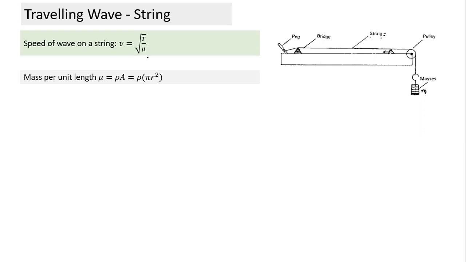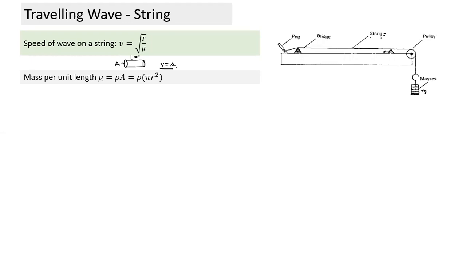So in this equation, let's understand what mu is and how we obtain it. Mu is mass per unit length, which is also equal to density into area. If I take unit length, L equal to 1, and area of cross section A, then volume will be equal to A. The mass will be equal to density into volume, hence rho into A.